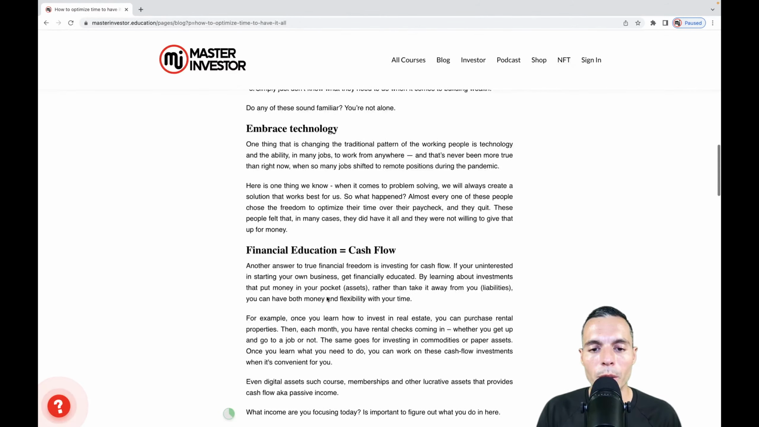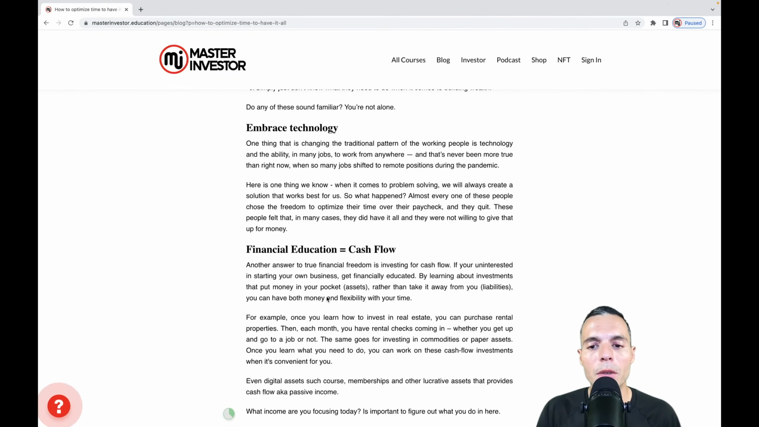Here's one thing we know. When it comes to problem solving, we will always create a solution that works best for us. So what happened? Almost every one of these people chose the freedom to optimize their time over their paycheck, and they quit. These people felt that in many cases they did have it all and they were not willing to give that up for money.